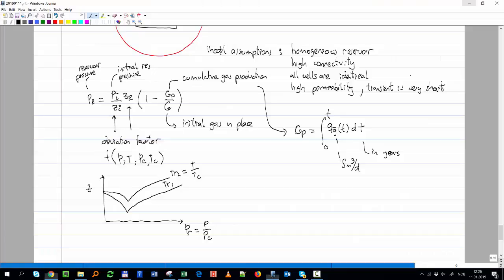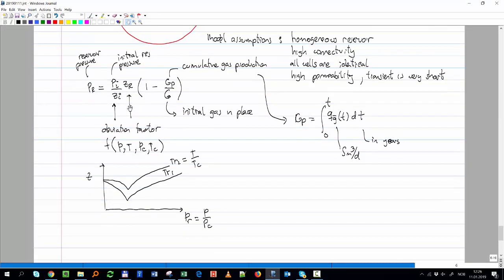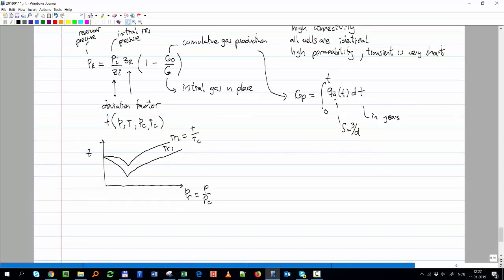So please note that this equation, in principle, is implicit. Because reservoir pressure, of course, changes with time. So let's look at the equation to see how we are going to solve it. We have PR, PI I have. 1 minus GP over G. This G I have, the initial, I have an estimate of how much. And this GP I'm going to calculate from the production, how much I have produced so far.